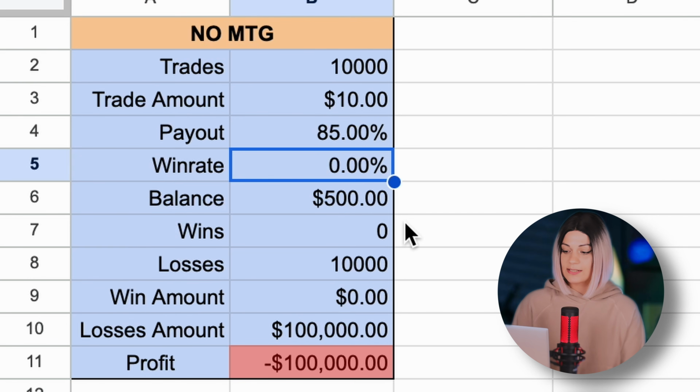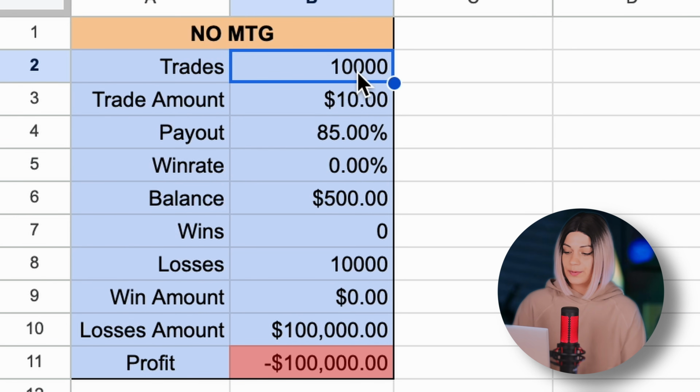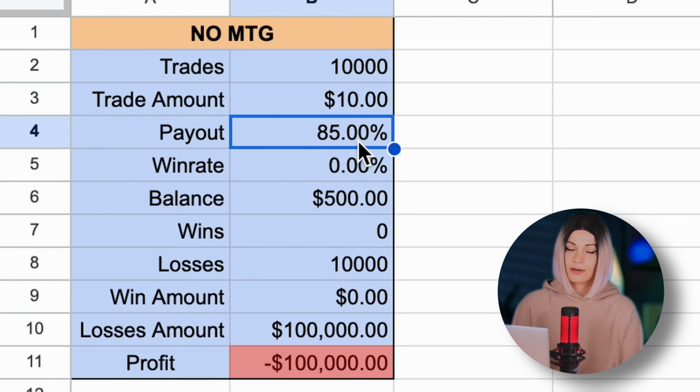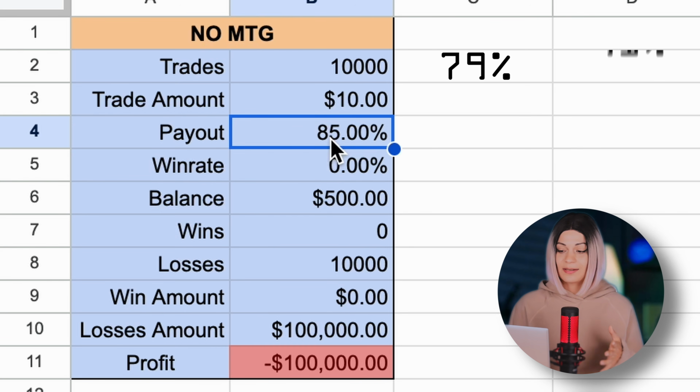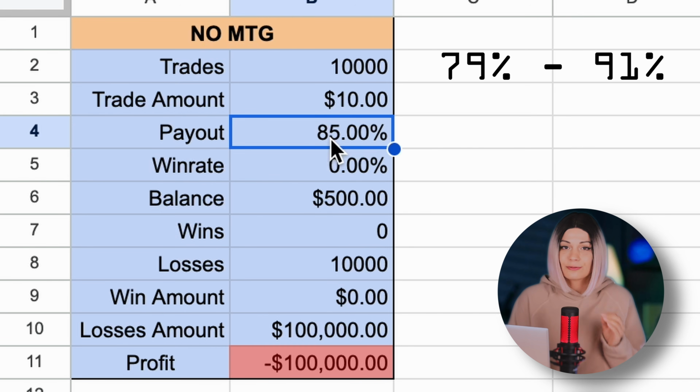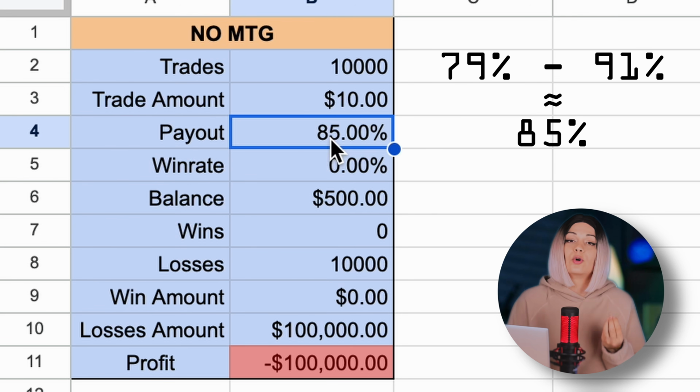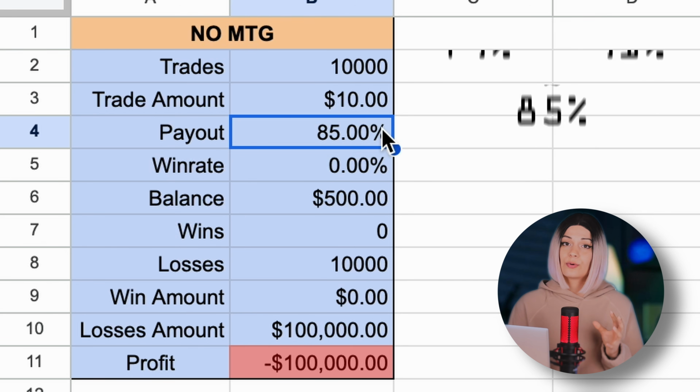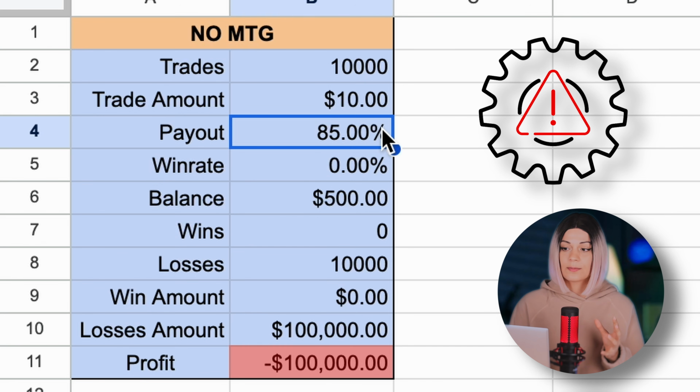All right, let's simulate a situation. Imagine you're gonna open 10,000 deals for $10 each of them, and the payout is going to be around 85%, of course, because some of them are going to be 79%, some of them are going to be 91%, but the middle ground is going to be 85%, which is the golden middle. You should always stay somewhere at payout rate that you work with around 85%, because if you are going to always open deals with currency pairs with low payout, your risk to profit ratio is going to be bad.